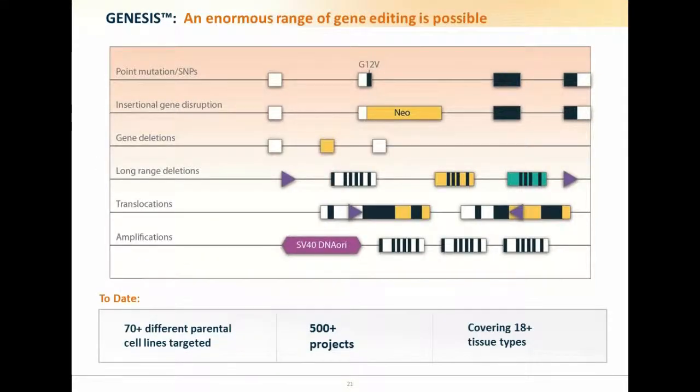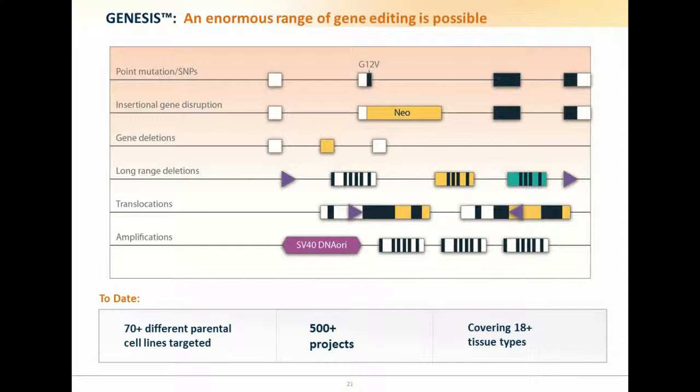So using Genesis, we really can achieve a broad variety of gene editing feats. We can do point mutations, small nucleotide polymorphisms. You see here, for example, a single point mutation. Insertional gene disruption: you can disrupt the coding sequence of a gene using a nuclease, or you can introduce a selectable marker to confirm that all of the cells are carrying that particular knockout. We've done whole gene deletions. You can remove a whole gene, you can remove an exon.